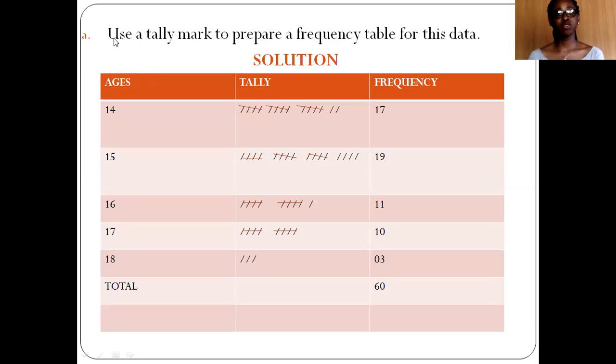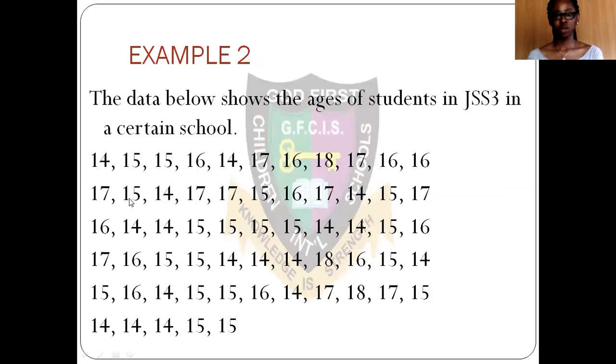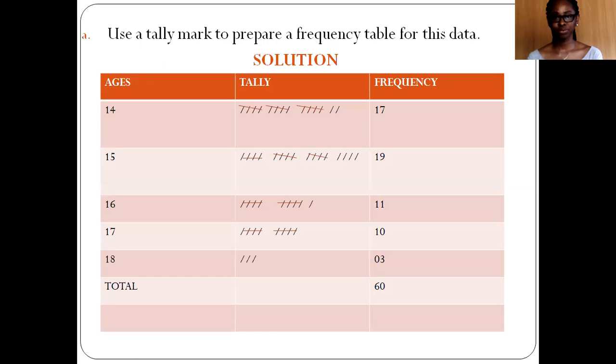Question A says, use a tally mark to prepare a frequency table for this data. So we have 14 years. You need to arrange from 14 to the highest age. The lowest age here is 14, and the highest age here, I can see 18. So we have 14 to 18 years, meaning we have 14, 15, 16, 17, and 18 years.